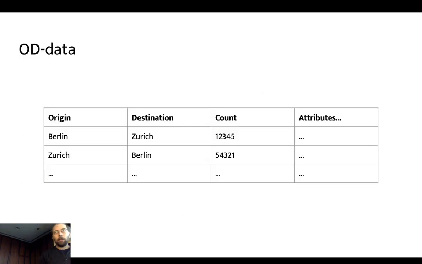So OD data, probably most of you are familiar with. We just have origin, destination, and count how many people, aggregated count numbers of people move between origins and destinations. The movement traces are not taken into account. There might be some attributes assigned to every flow.